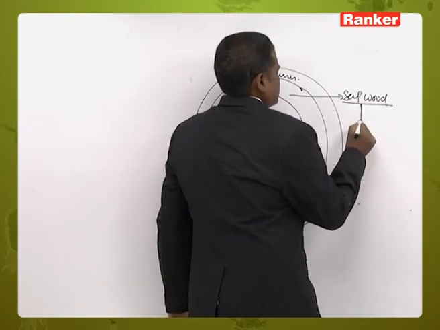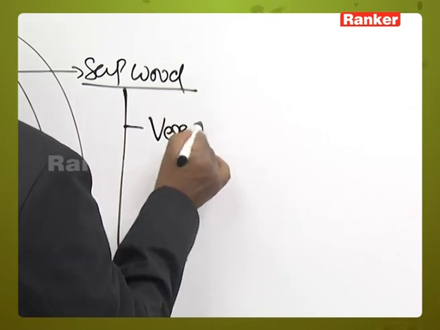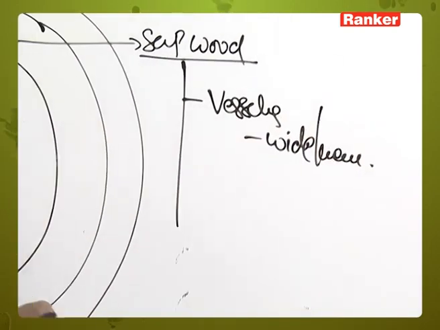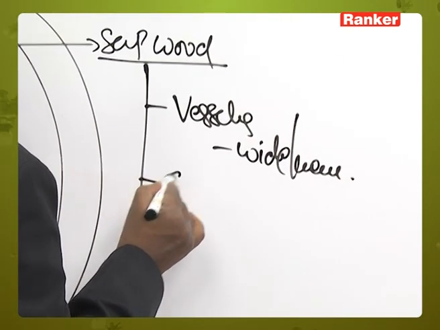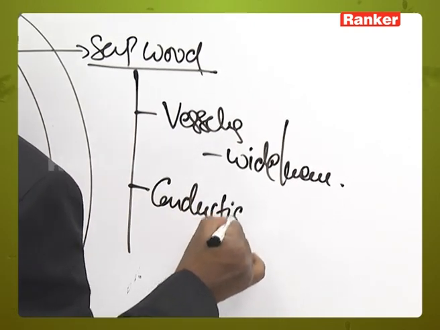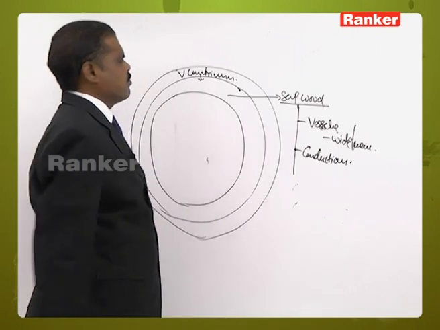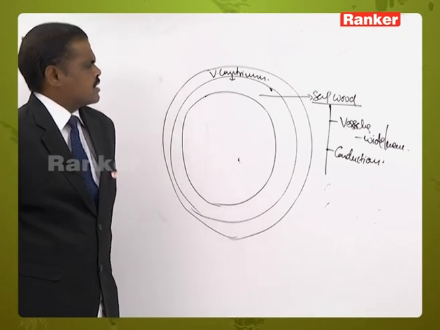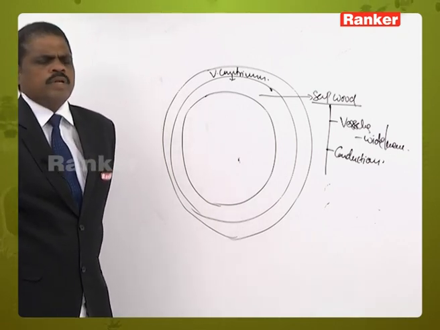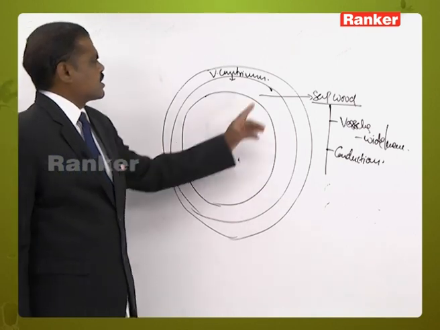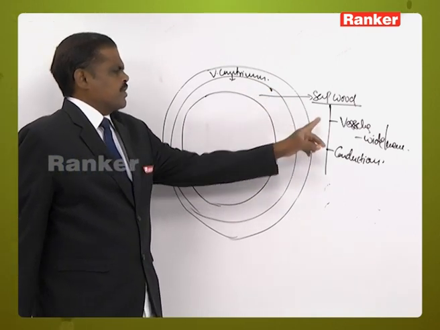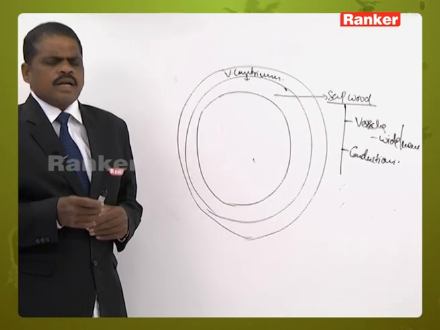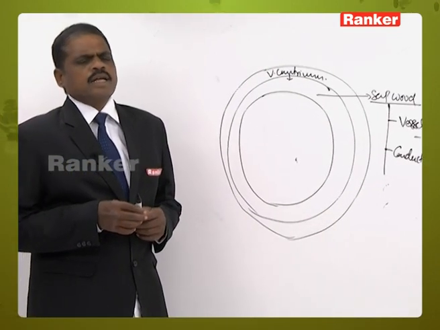Sapwood has vessels with wide lumen. Sapwood promotes conduction of water and minerals in the secondary body. In the secondary body, conduction of water and minerals is by sapwood only. Sapwood is the newly formed wood, just inner to the vascular cambium.